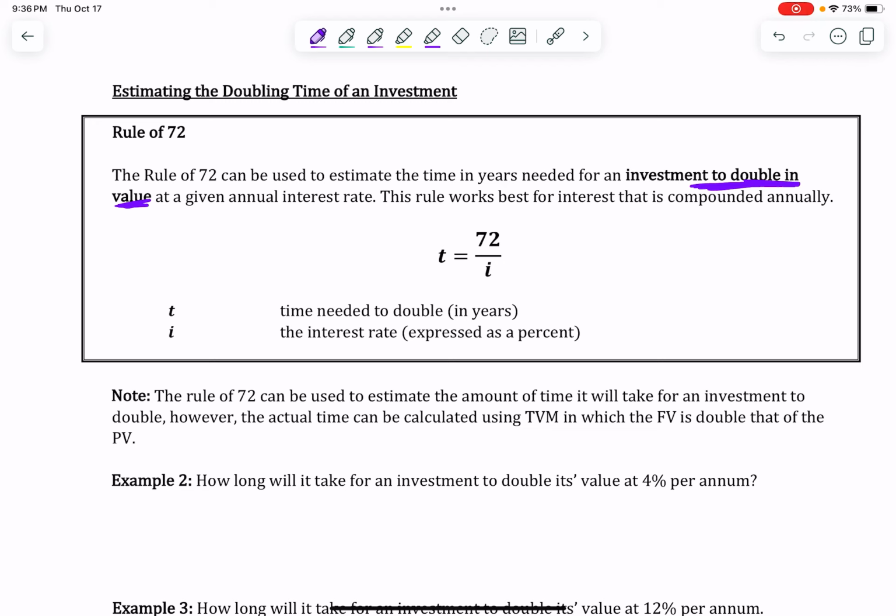All right. So there is something called the Rule of 72. You could probably imagine, based on the formula, why it's called that. The Rule of 72 is used to estimate the time in years needed for an investment to double in value.